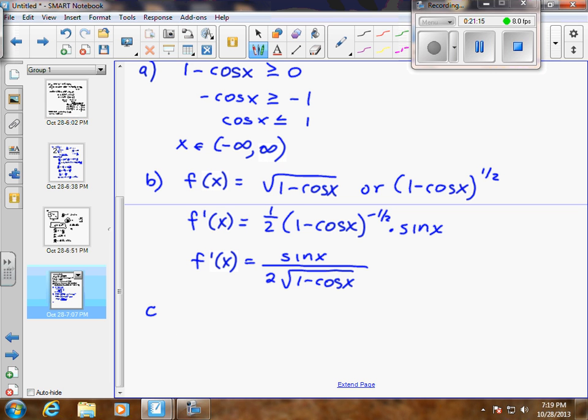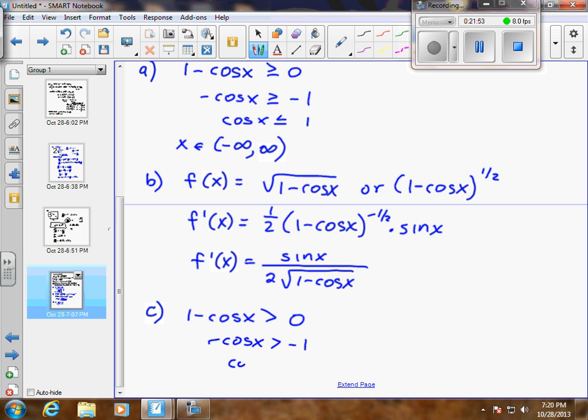So now in part C, we want the domain of the derivative. Well, this one not only has a radical that we need to make sure the number is positive under there, but since it is in the denominator, we don't want it to be 0. So we need to say, I want 1 minus cosine of x to be greater than 0. I don't want it to be equal to this time. Do you understand? So solve the inequality.